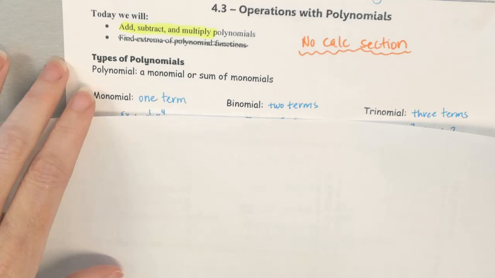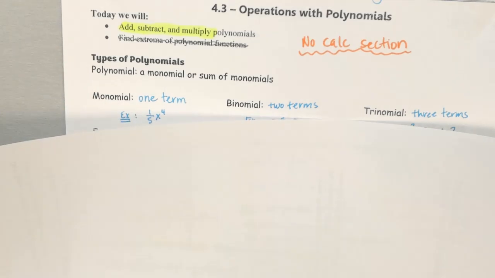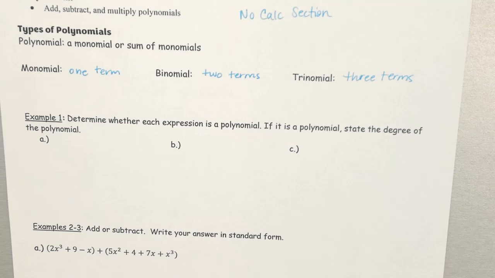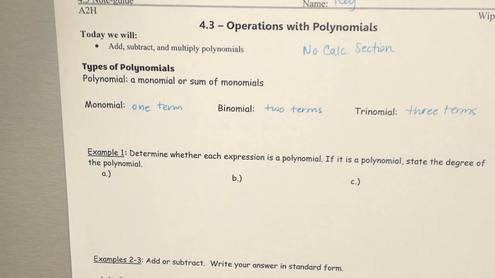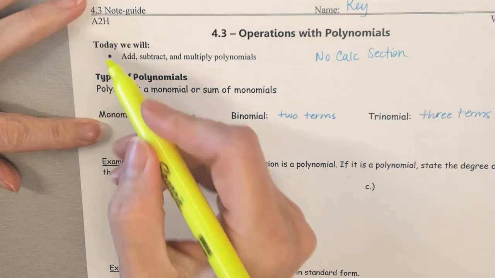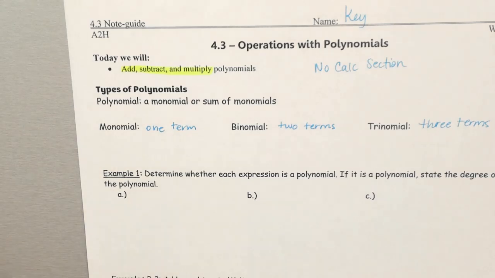Okay, so a monomial is just one term. A binomial is two terms. And a trinomial, three terms. A polynomial is going to be a monomial itself, or it can be a sum of monomials. Okay, so it's either a monomial or a sum of your monomials. Okay, and we are adding, subtracting, and multiplying today.